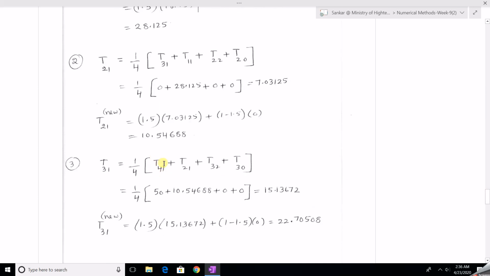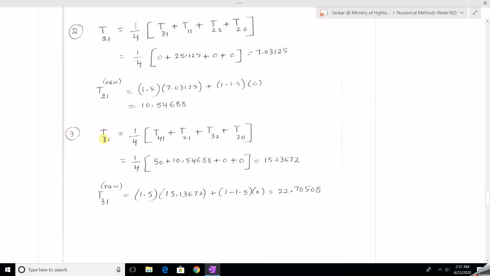T41 is the edge, 50 degrees. T21 is just now we got 10.54688. T32 is the temperature at the above point, which is 0 initially, and T30 is the lower edge which is at 0 degrees. And now if we simplify this, 15.13672. Now we find the better approximation of this T31 by the over relaxation formula.